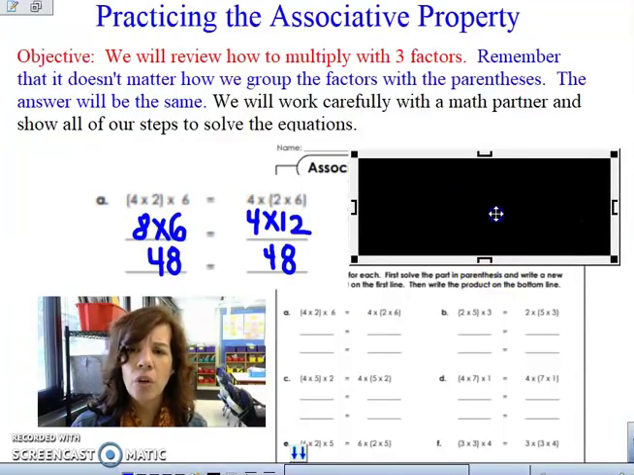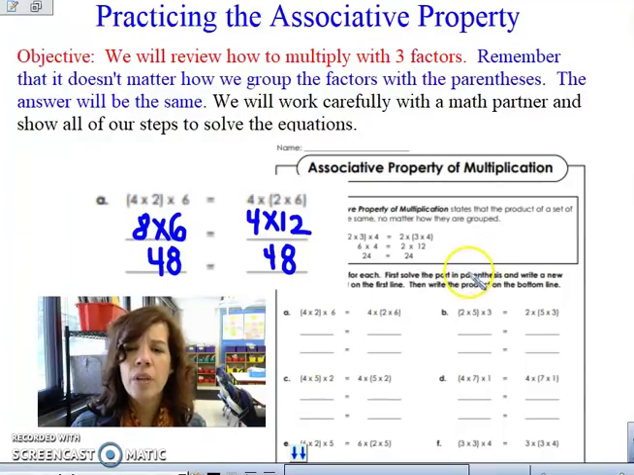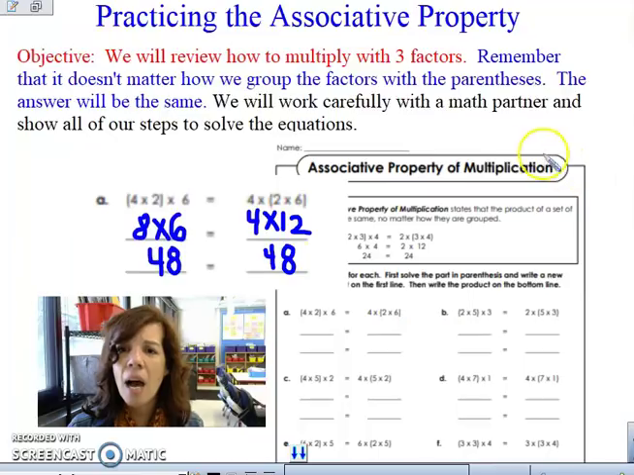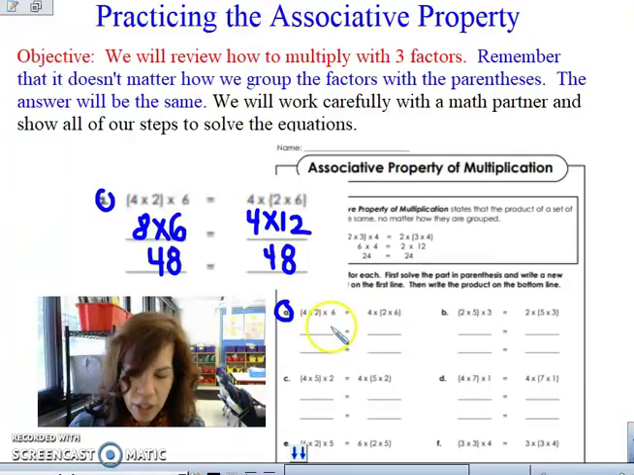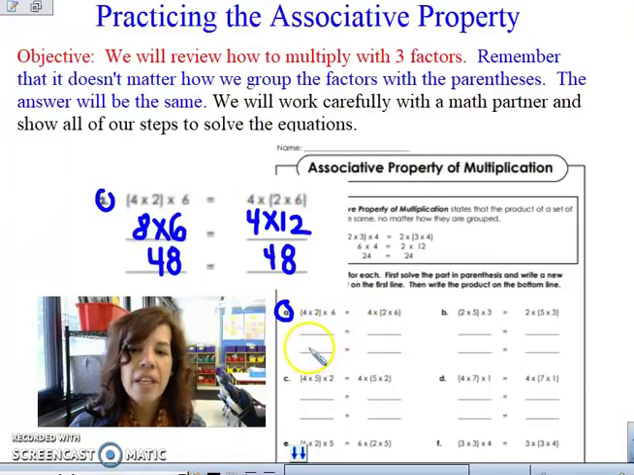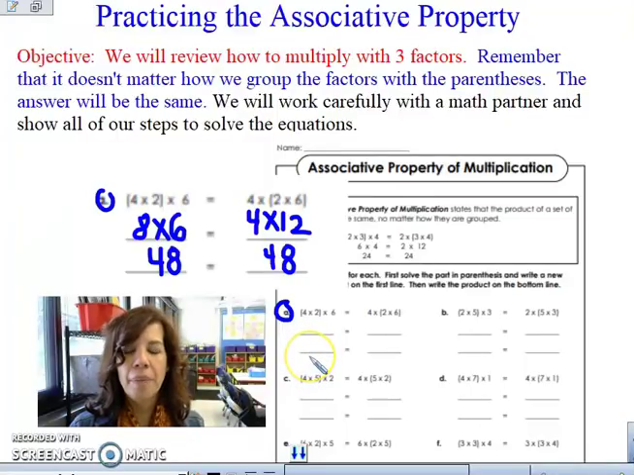Today you're going to work on solving this with a math partner. Remember that I have taught you how to use the top of a page as a reteaching tool. And then here, if you notice, A is the one that we did here. So I got you started and I showed. Remember, first solve what's inside the parentheses, bring it down, bring down your multiplication symbol, then your next factor, solve it, and continue thereafter. Okay?